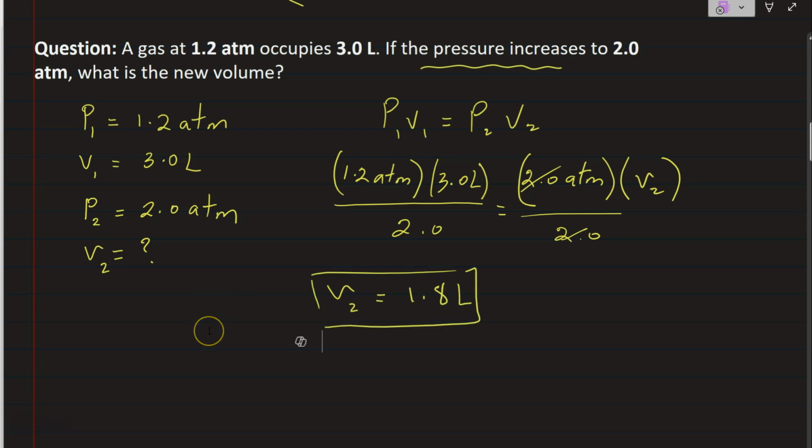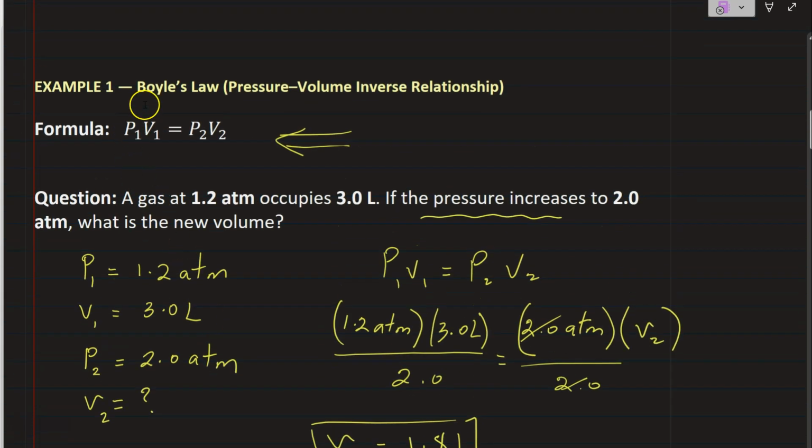Very simple. Now let's look at another question, knowing that we've just gone through Boyle's law. This is the pressure and volume inverse relationship. So what does that actually mean? Let's talk about that quickly. When pressure goes up, volume goes down. That is what you need to remember. That's what we mean when we say inverse relationship. And the other way around, if the pressure goes down, the volume will go up. That's what it means.